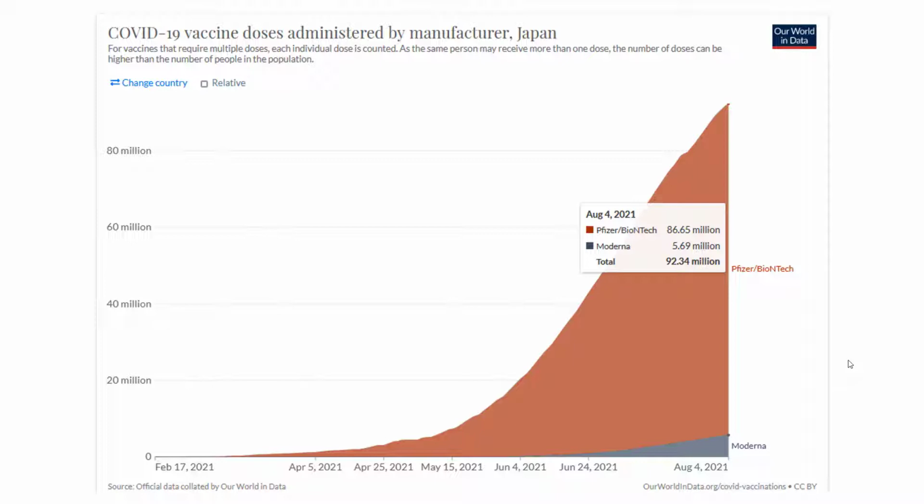When we look at Japan, we see a similar trend, except even more exaggerated. Pfizer has been absolutely the most dominant vaccine in Japan, with no competition until early June, when Moderna was approved. But even so, as of August 4th, which is a little bit old data, but as of the most recently available data, Pfizer accounted for 93% of all vaccines across Japan.